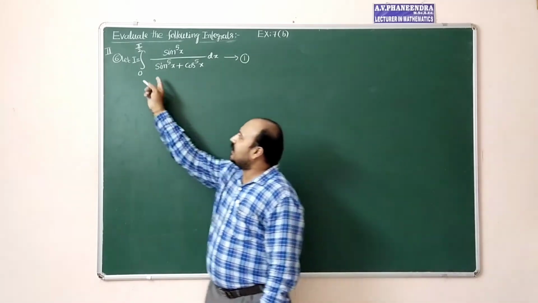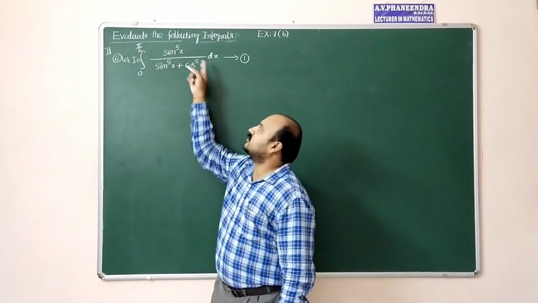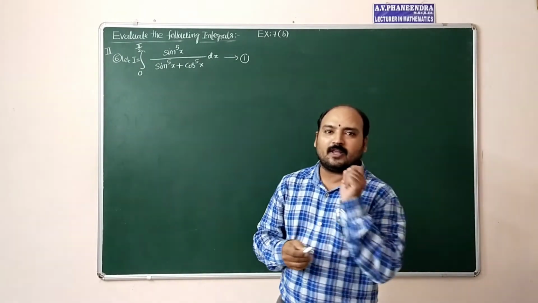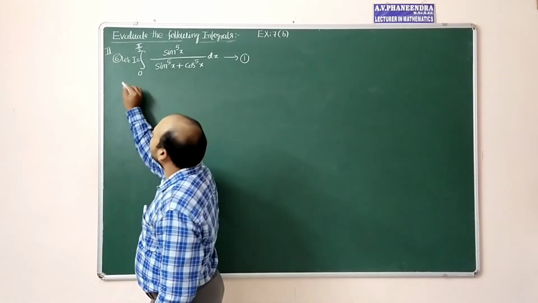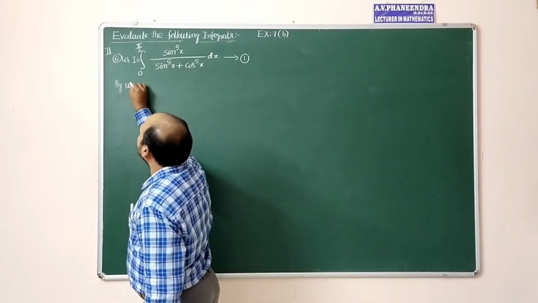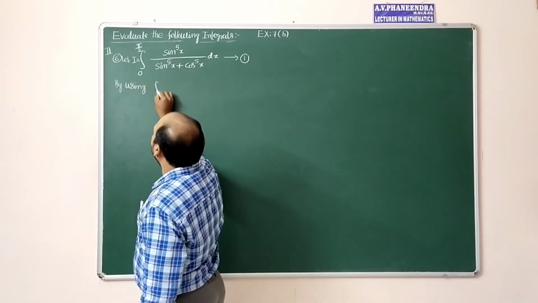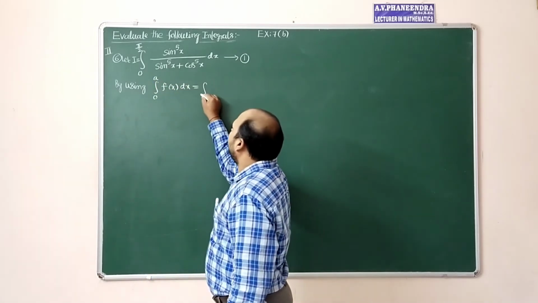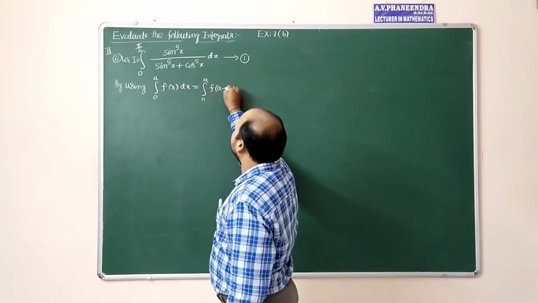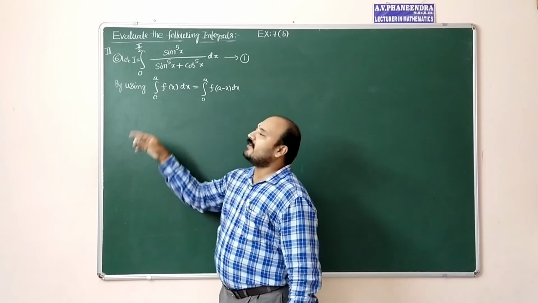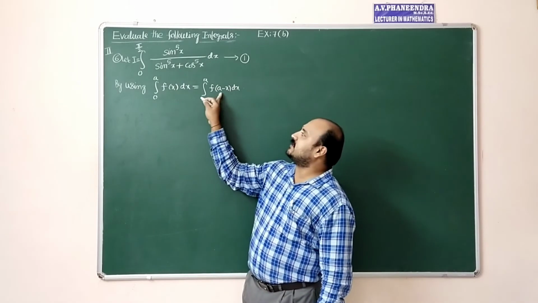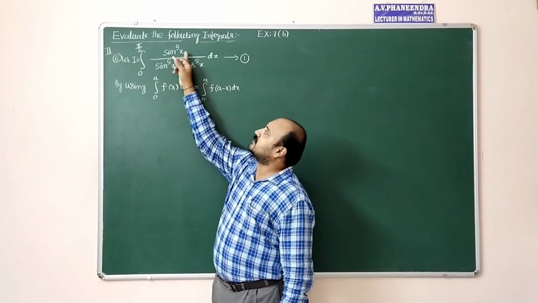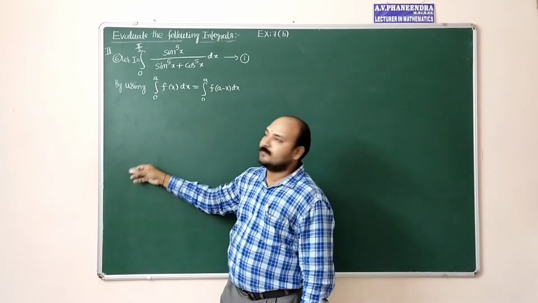By observing, this integral is in the form of integral 0 to a f of x dx only, no? Whenever it is in this form, with sin and cos combination, you can apply the property integral 0 to a f of x dx is equal to integral 0 to a f of a minus x dx. Wherever x is there, you have to replace it with a minus x. That is the meaning of this property. So here a is equal to pi by 2. In place of x, wherever x is there, you have to replace it with pi by 2 minus x using this property.